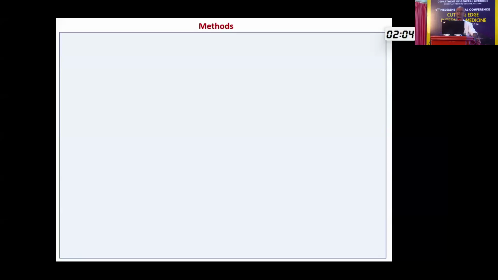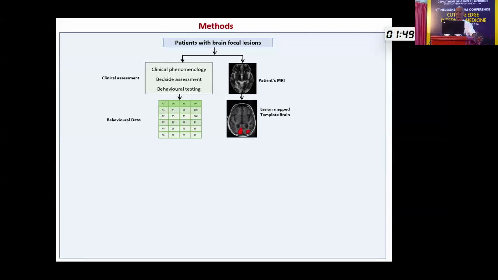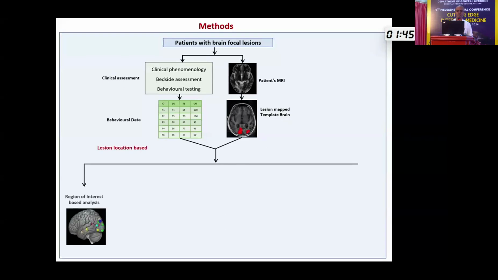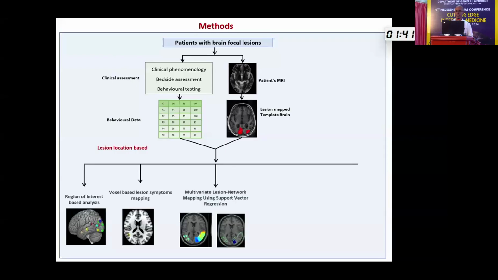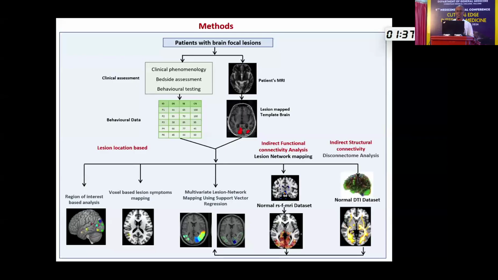The other thing that we do is we look at lesion location and try to associate it with brain function. So what we do is take patients with focal brain lesions, do a lot of bedside assessments and behavioral testing on them, look at the damaged area on the brain. Then we put it onto an atlas, and we do statistical analysis associating the behavior with the damaged part of the brain. We use simple statistics. We also use machine learning algorithms and also work with fMRI data and DTI data sets.